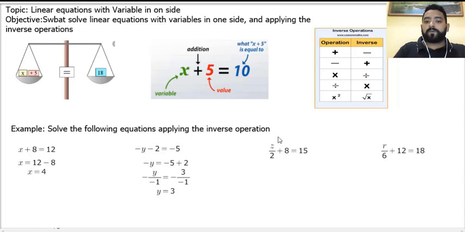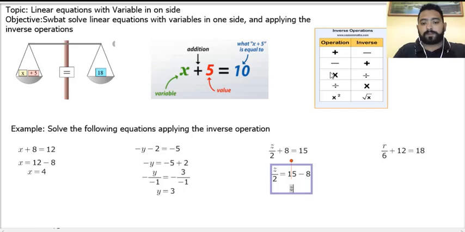But in this case, first we need to isolate the constant. We have c over 2. And then we are going to write the equal sign, and we are going to write 15. This is positive. Using the inverse operation, we are going to move it to negative. And then we are going to write again c over 2, because first we have to solve this operation, 15 minus 8. That is going to be 7.